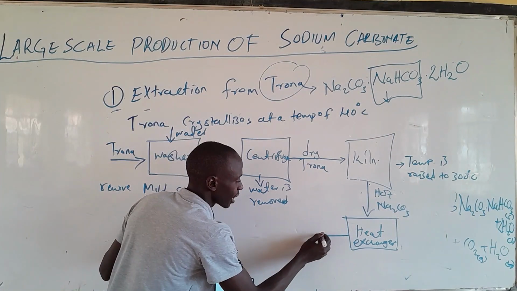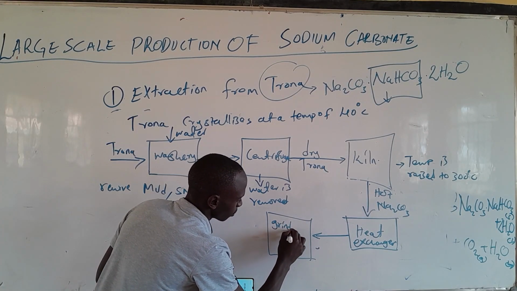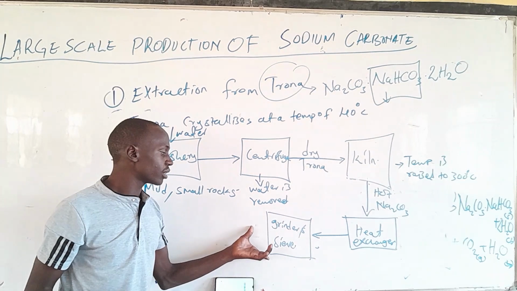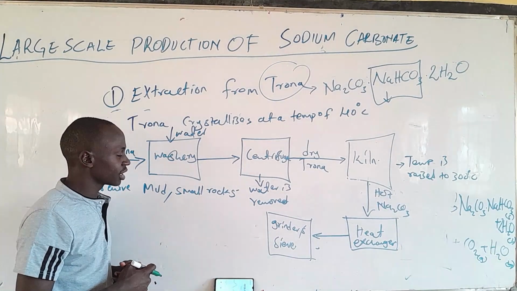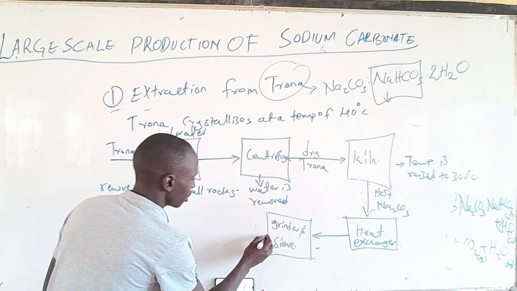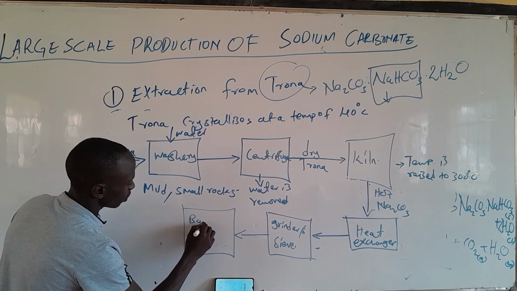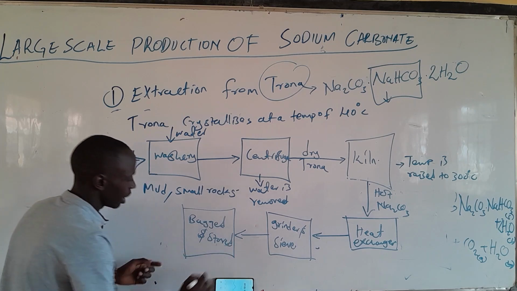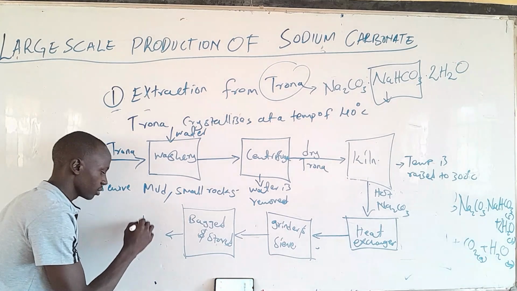From here, it is taken to the grinder and the sieve. In the grinder and the sieve, sodium carbonate is ground into small pieces and then sieved, then finally pushed to the last chamber where it is bagged and stored, ready for transportation. So that is how we obtain sodium carbonate.